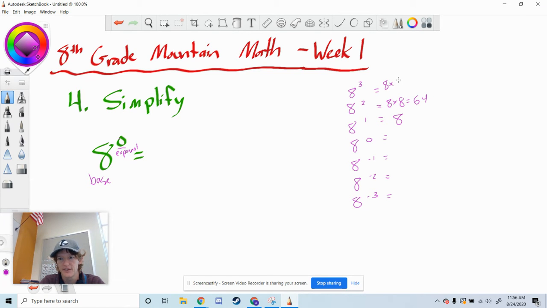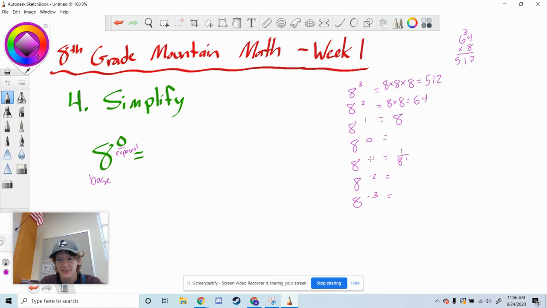This is 8 times 8 times 8, which equals, well, let's see, 64 times 8. 8 times 4 is 32. It's 48 for 9, 50, 51. That's 512. Okay? Now, negative exponents, this equals the same thing as 1 over 8 to the 1.